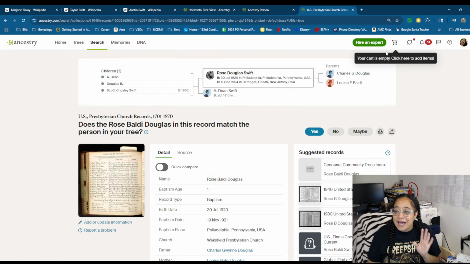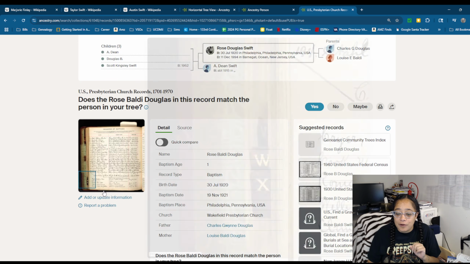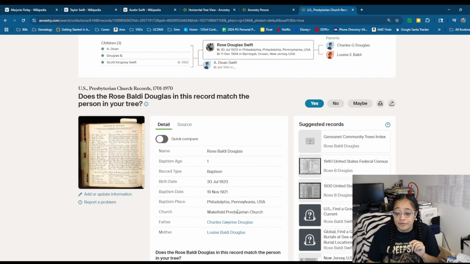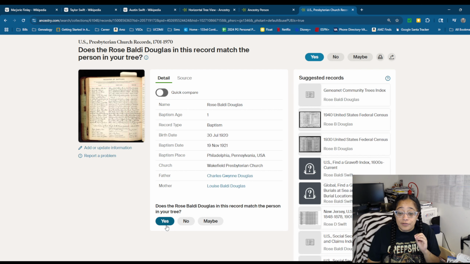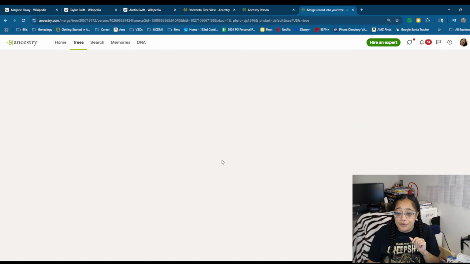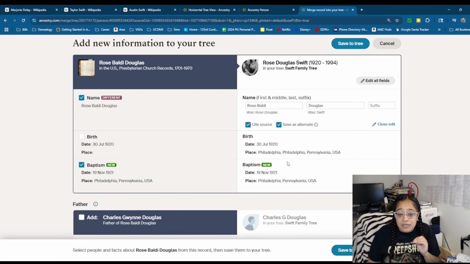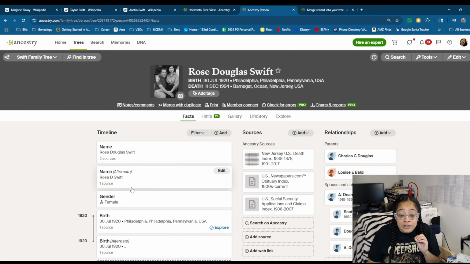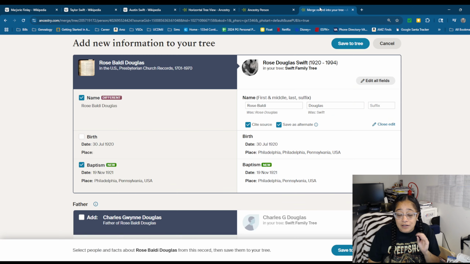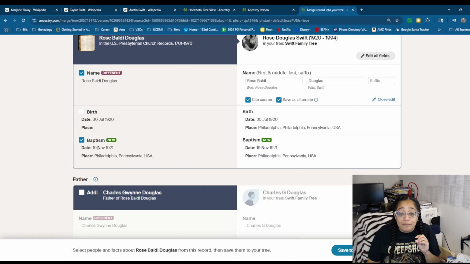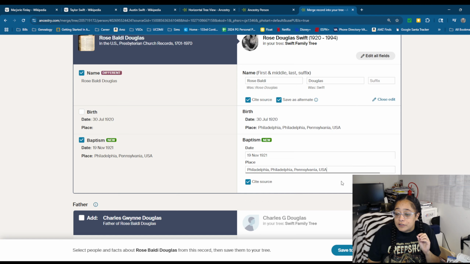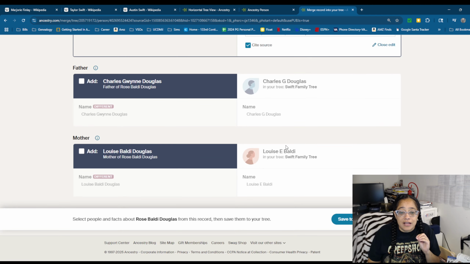So I'm going to go ahead and close that out because I already know it's lovely. And this is the Wakefield Presbyterian Church in Philadelphia, Pennsylvania, so they know that's where this record book is from. So we click yes. Rose Baldy Douglas, we're going to click the box and save as alternate. We already have her date of birth saved without a place, so we're good on that. And then we have baptism 19 November 1921, Philadelphia, Pennsylvania. So we want to make sure that's reflected.